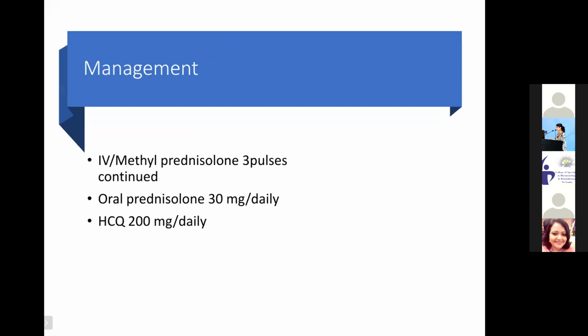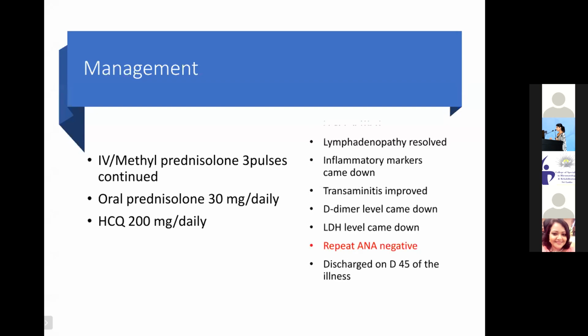We started her on IV methylprednisolone. 3 pulses were continued. Afterwards, we started her on oral prednisolone 30 mg daily, and HCQ 200 mg was added. With this, her fever settled, lymphadenopathy resolved, inflammatory markers came down, transaminitis improved, D-dimer level and LDH level came down, and the repeat ANA became negative, and we were able to discharge her on day 45 of the illness.